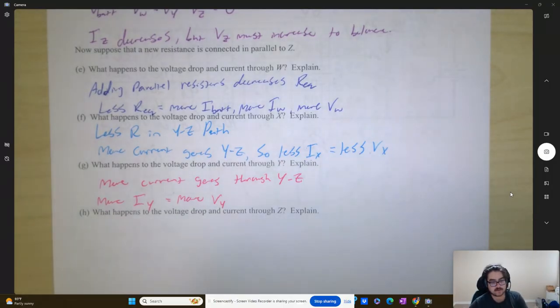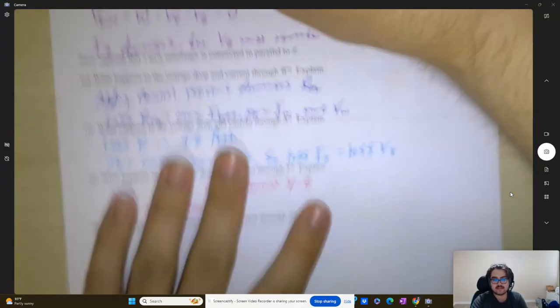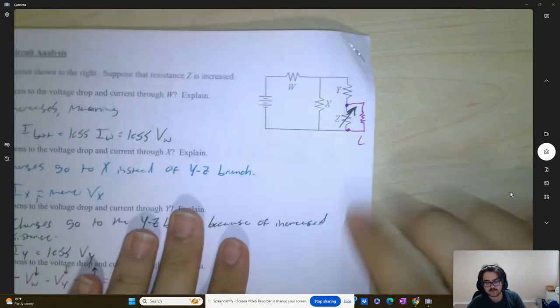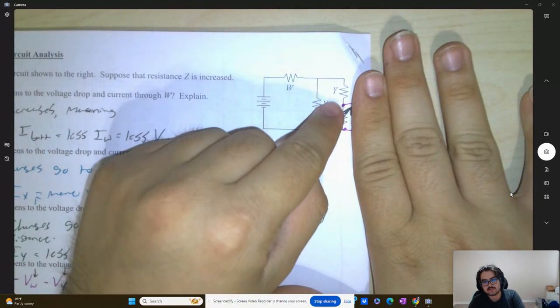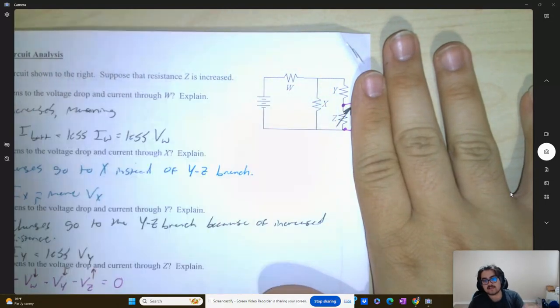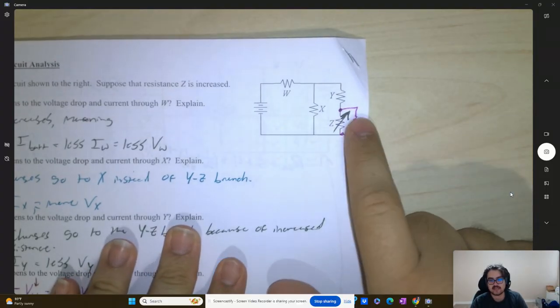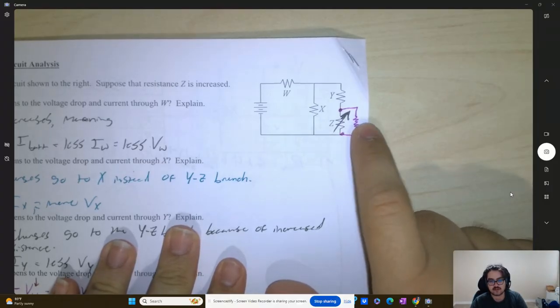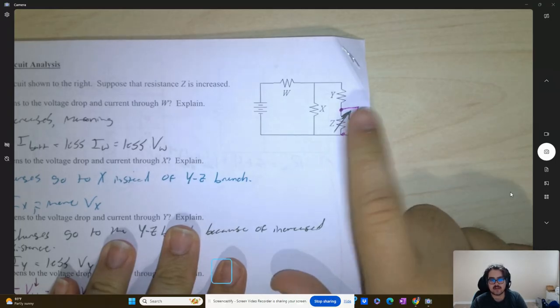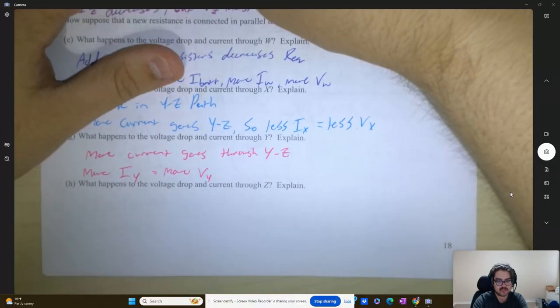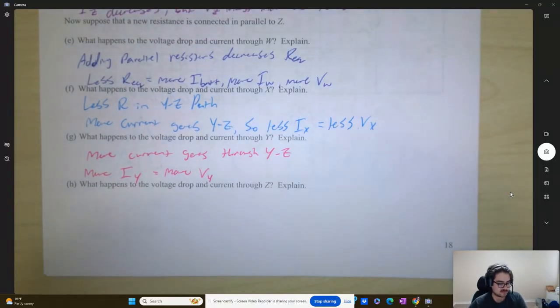The final part is what happens to voltage drop and current through Z? Last time, in the previous one without this extra resistor, Z would get the same current that Y had. Now it's not going to, because some of the current is going to split at the branch and go into resistor L and then come back around and join after resistor Z. So Z is not going to be getting the same current that it did. It's actually going to have less, maybe only by a little bit, but it will have less.